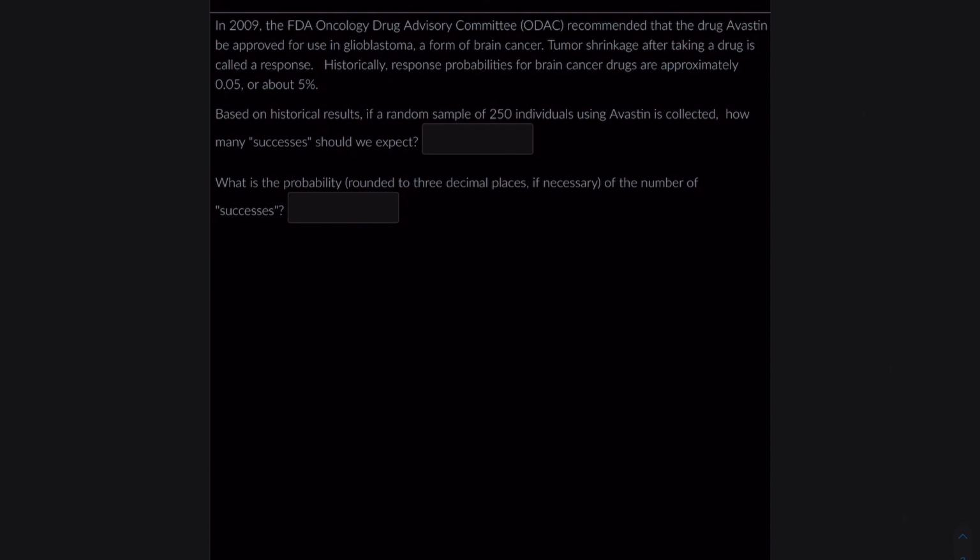Okay, the next problem. In 2009, the FDA Oncology Drug Advisory Committee recommended that the drug Avastin be approved for use in glioblastoma, a form of brain cancer.